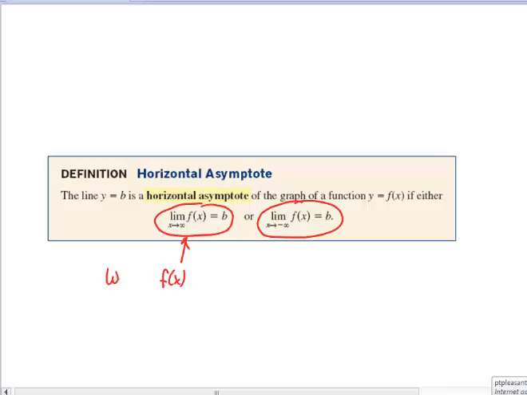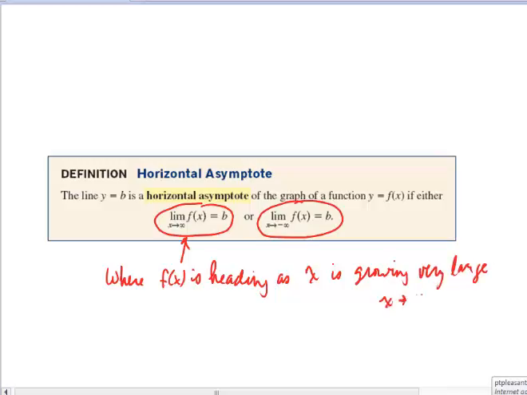Let me just clean that up. Is heading as x is growing to be very, very large, or x is heading to infinity. So these are basically two limit statements that define a horizontal asymptote.